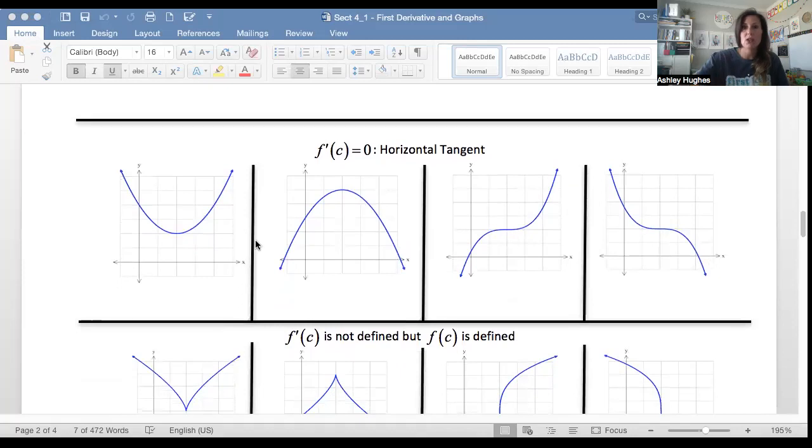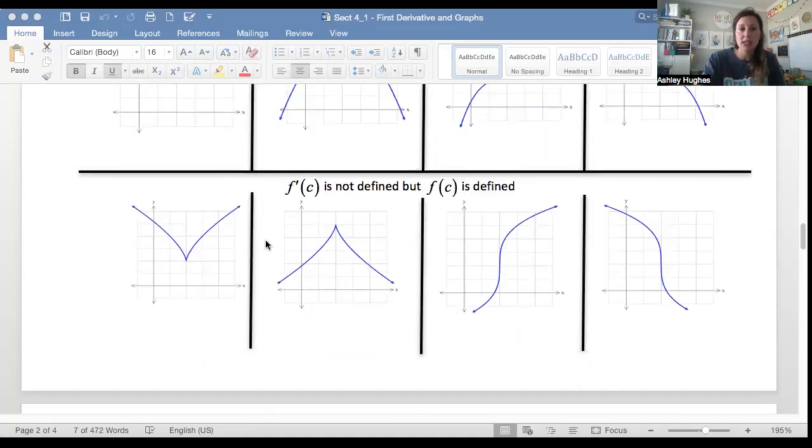F prime of c equals 0 means a horizontal tangent. So we're just trying to show you examples of where that could be true. So I have a horizontal tangent anytime, if you zoomed in, it would be flat, right? So there'd be a horizontal tangent. It could be the location of a min, or it could be the location of a max. Or you could have this situation here where it's neither a max nor a min, and it's changing concavity, but it's continuing on its path of increase or decrease. Then you have an example down here where f prime of c is not defined, but the function is, and so that would be at sharp turns or vertical tangents. Here the derivative is undefined, but the function has a value itself.